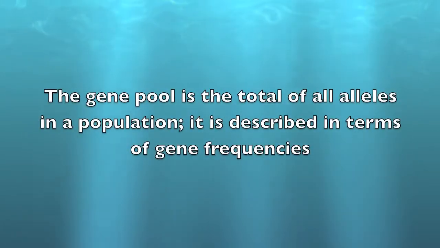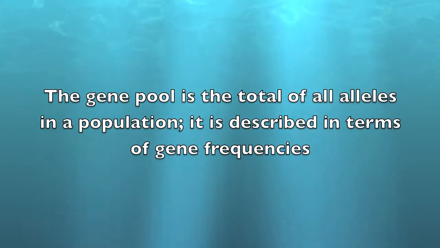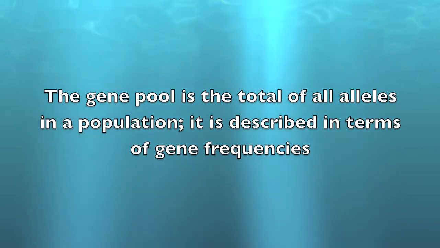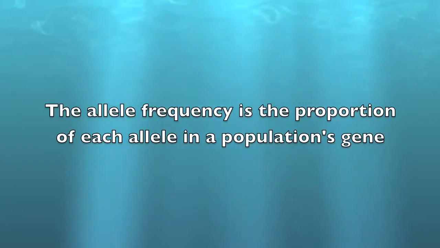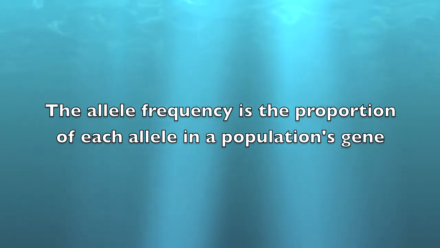The gene pool is the total of all genes in a population. It is described in terms of gene frequencies. The allele frequency is the proportion of each allele in a population's gene pool.